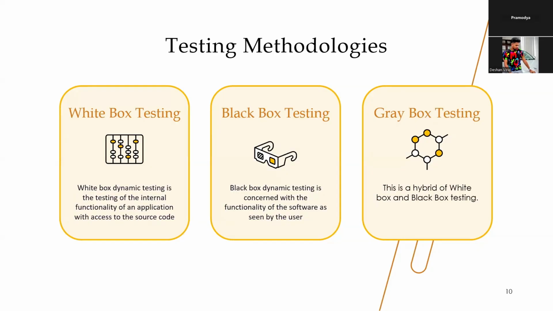And the black box testing is concerned with the functionality of the software seen by the user. In black box testing, the internal code or system architecture is not available to testers. So black box testing can consume more time. And third one is gray box testing. It's a hybrid of white box and black box testing.